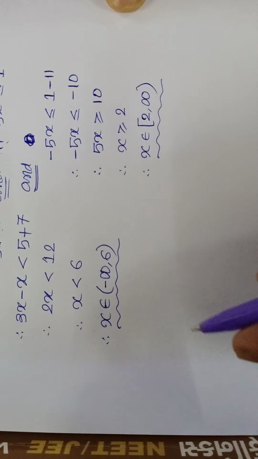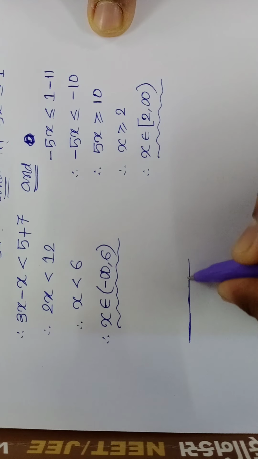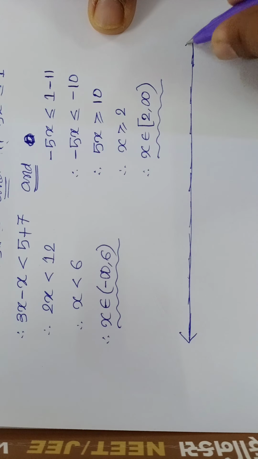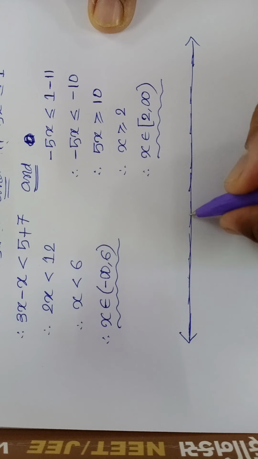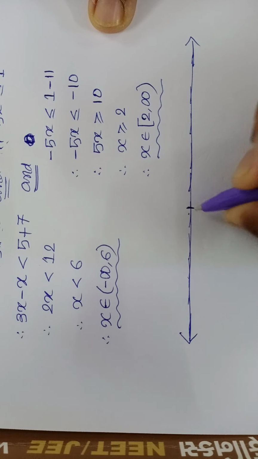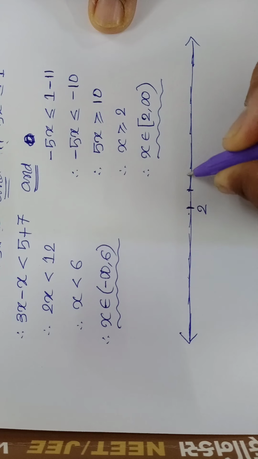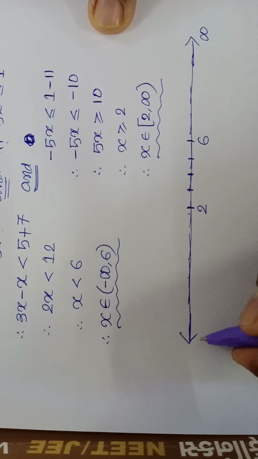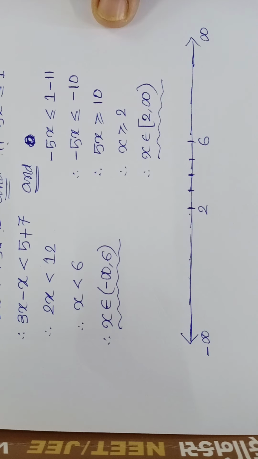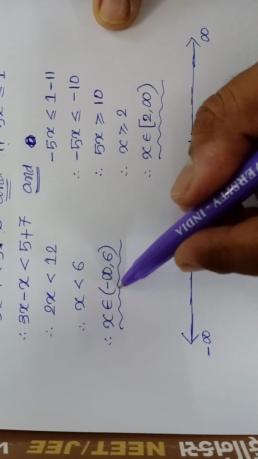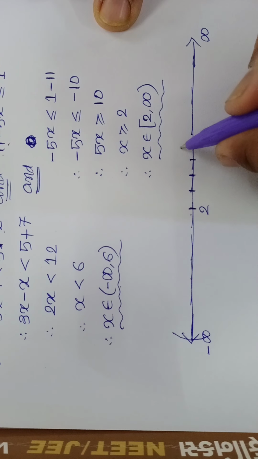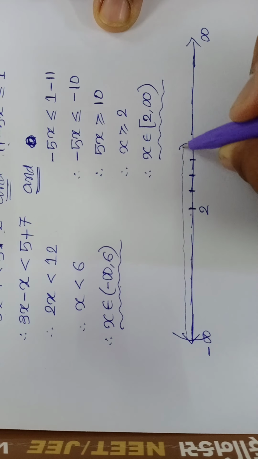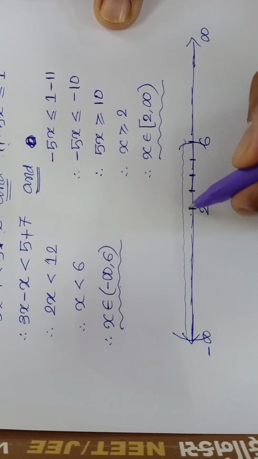Now what is the solution? Let us draw the number line. As we know, the first solution is minus infinity to 6, open. 2 is here somewhere, and 6, 3, 4, 5 and 6, right? Here is plus infinity, here is minus infinity. What about the first solution set? Minus infinity to 6. This is the first solution set. The second solution set is 2 to infinity.